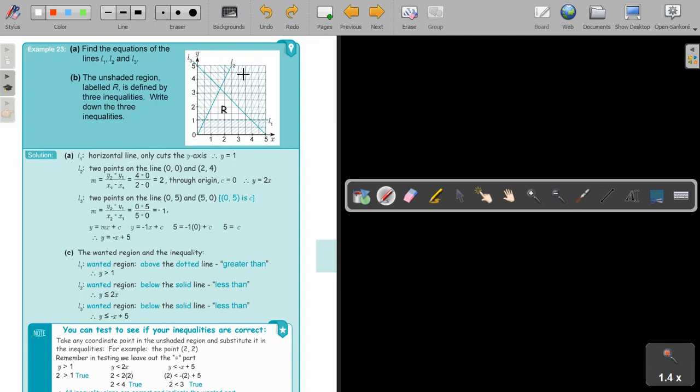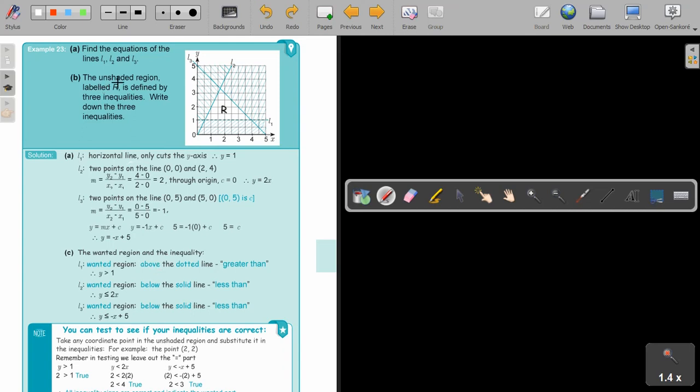In this case, the value of C will be 0. Oh, this is a horizontal line, so it just cuts the y-axis. Sorry, I skipped a little bit. So it's y equals 1. This is y equals 2x. The last one, can you remember what I said? If it's 5 and 5, then it's x plus y equals 5. If it's 6 and 6, then x plus y equals 6. But you can do it with the method also.